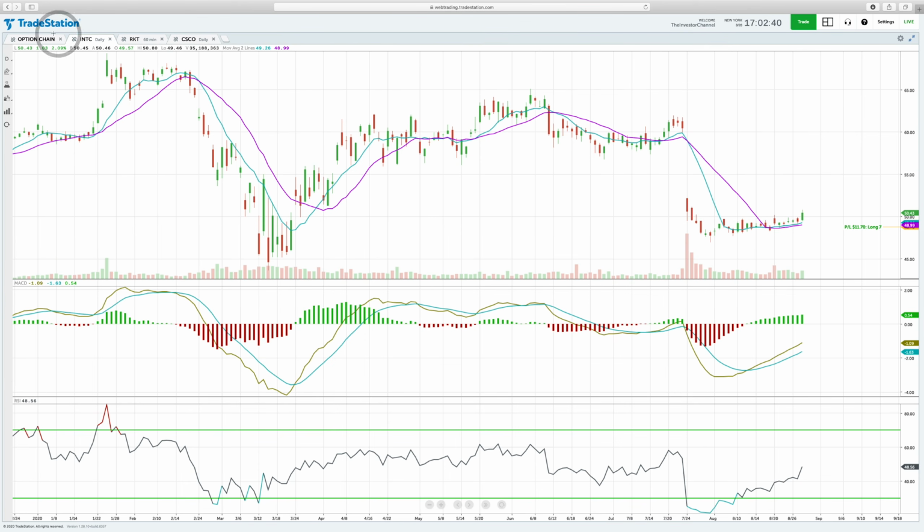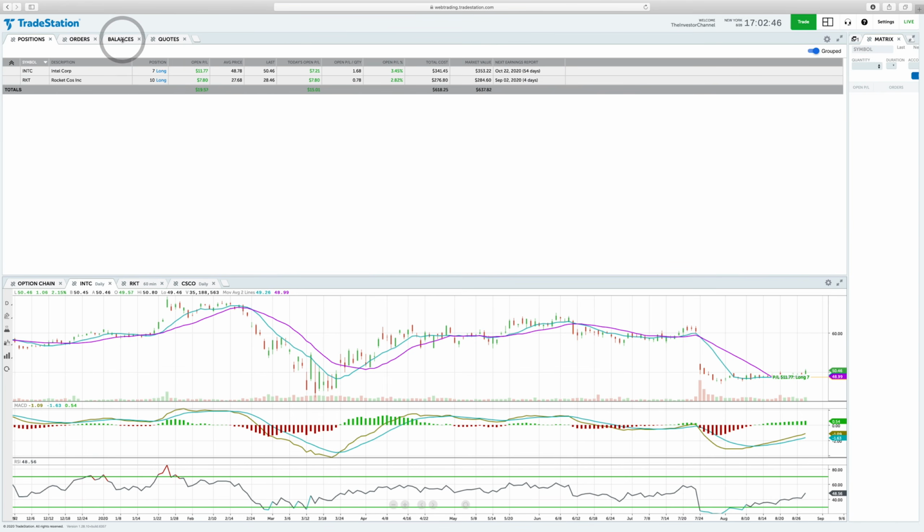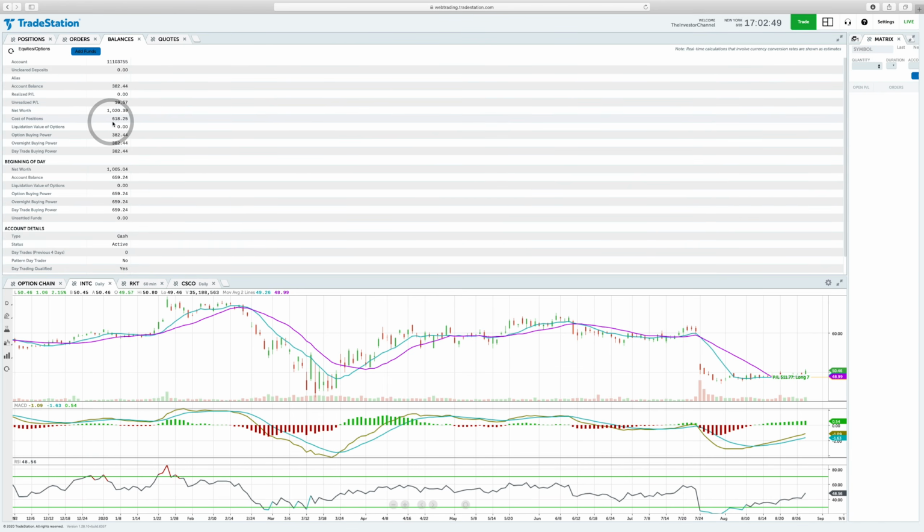I opened up a TradeStation account not too long ago with the intention to do some swing trading. I started this account with $1,000 even, and I'm going to take you along the ride of having a small account and trying to trade it into a much larger account.